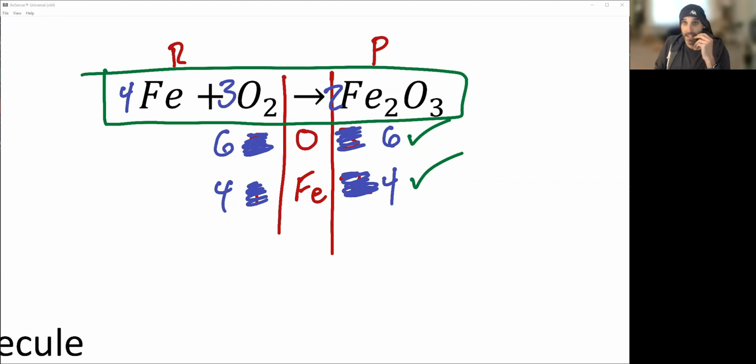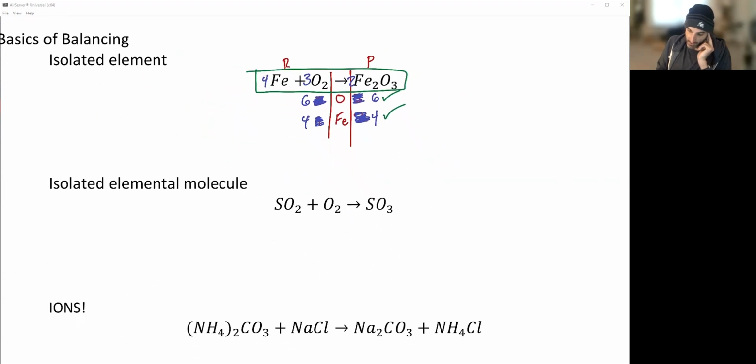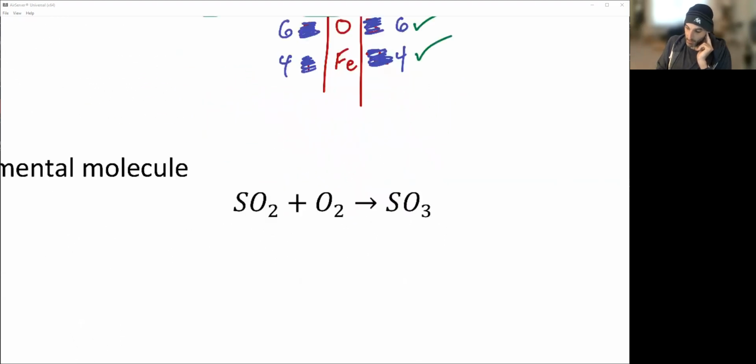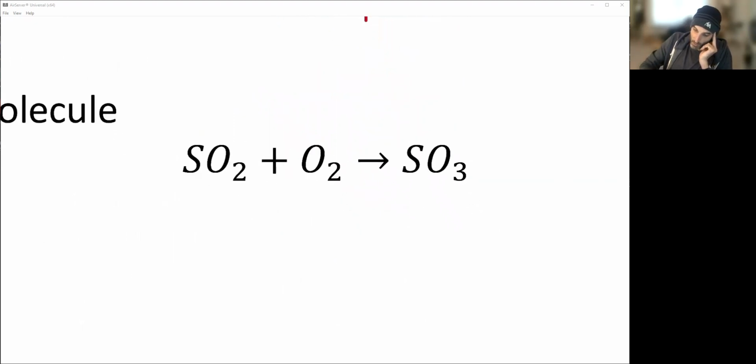So that's how we balance out. If you have an isolated element just by itself, do that one last. All right, let's take a look at this one. Isolated element as a molecule. So now I have O2 as the element, so I want to do that one last.